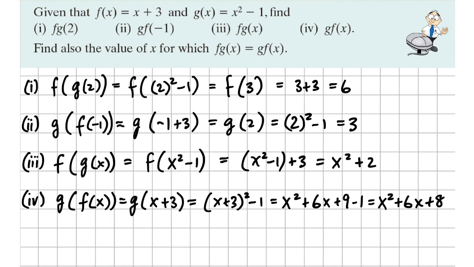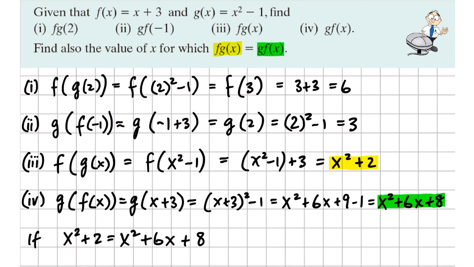Now the last question is asking for what values of x is fg of x, which we've worked out in yellow here, equal to gf of x, that's in green. So if these two terms are equal to each other, what would the x value be? Well, let's write them as being equal. So x squared plus 2 is equal to x squared plus 6x plus 8. So if this is true, x squared can be subtracted from both sides, and when we take 6 from both sides, we can see that 6x is equal to negative 6. Divide by 6, x is equal to negative 1.